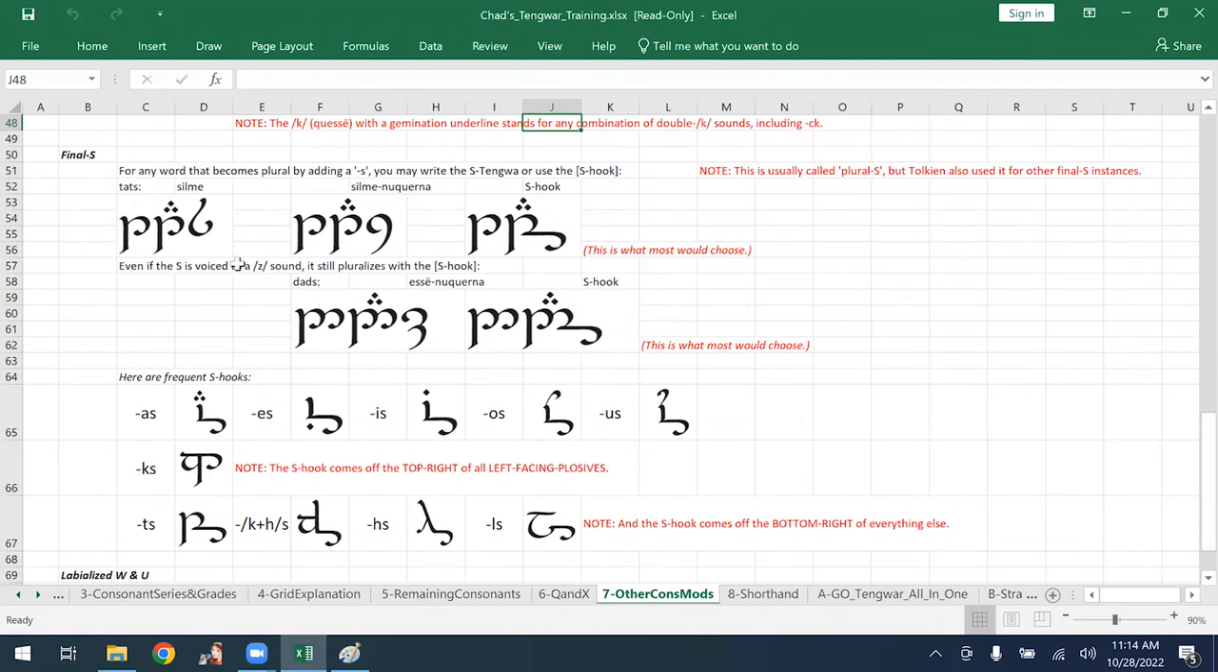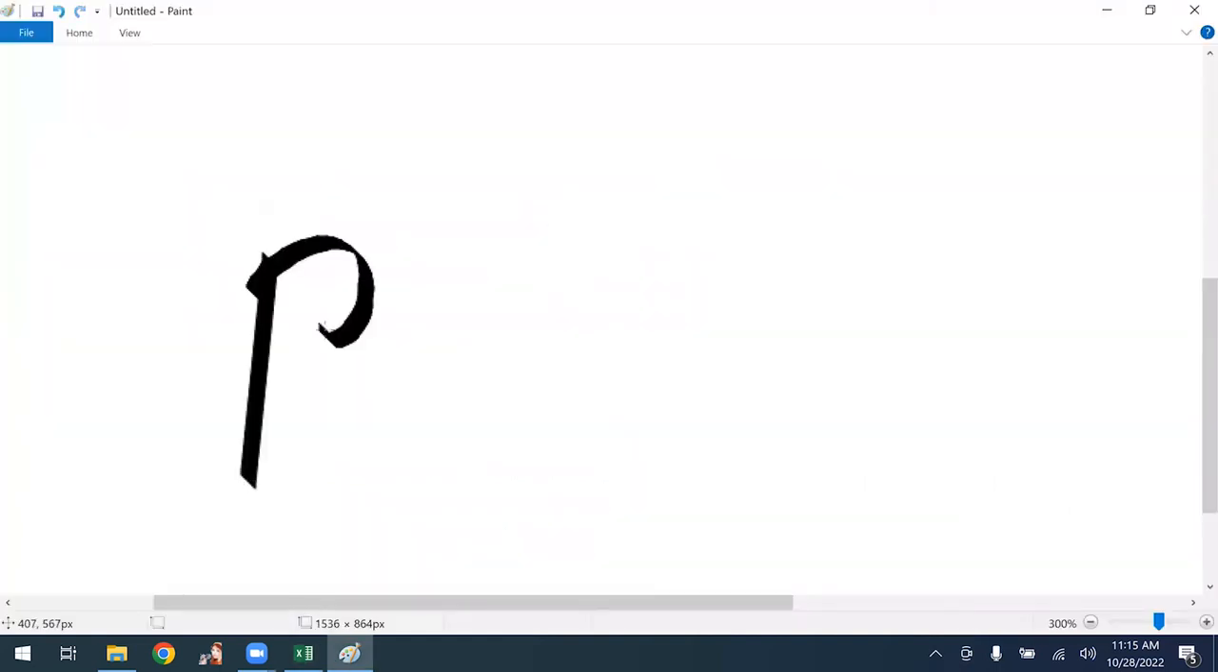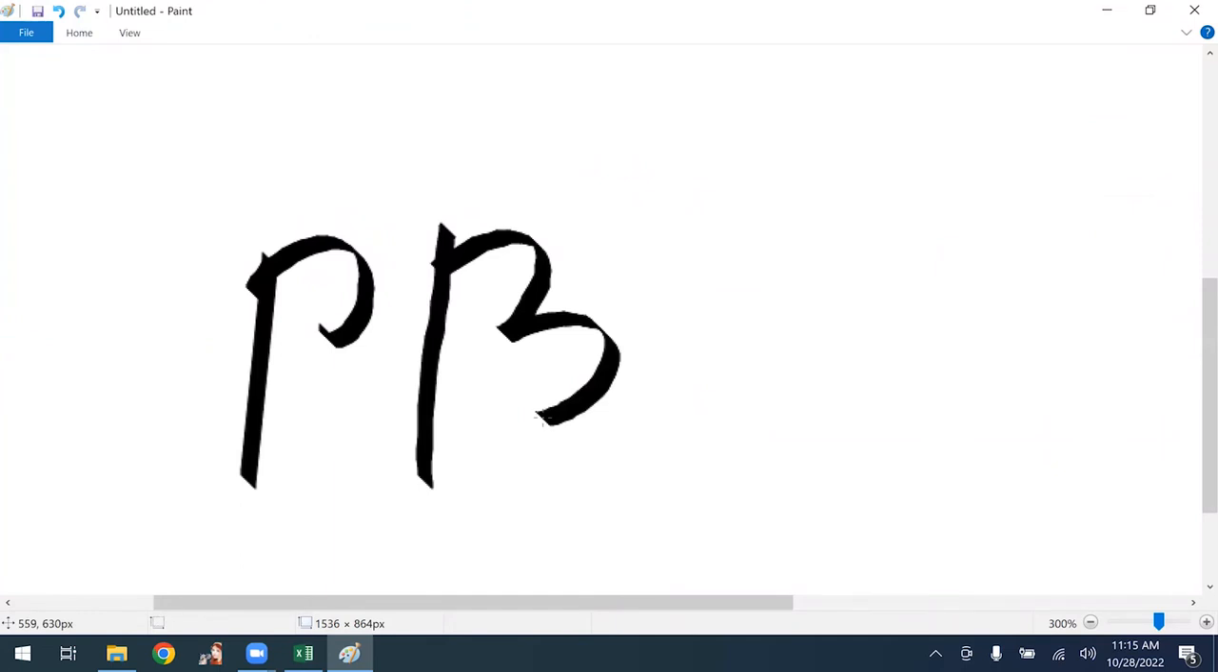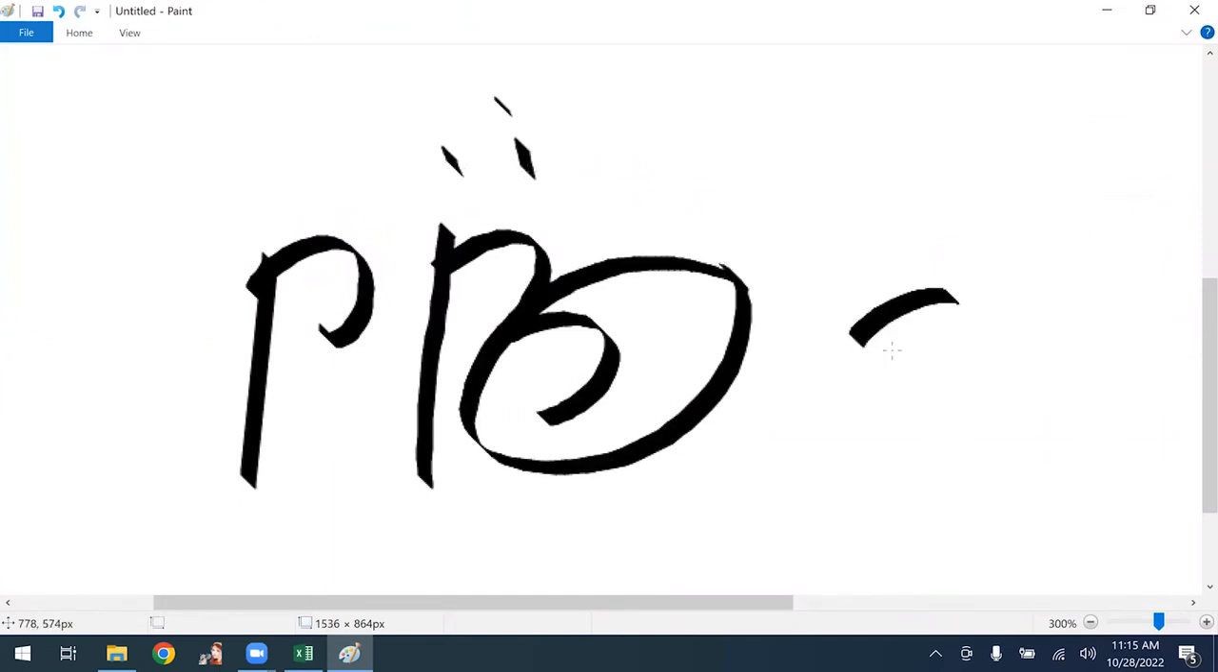Okay, so looking at this, tats. You got T-A-T-S. Final S, you can do a hook instead. So you can do silme for tats, T-A-T, silme nuquerna for tats. But most of the time you see this hook, T-A-T-S. So T, T-S, that right there indicates S.